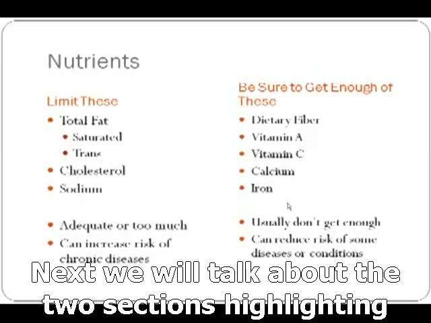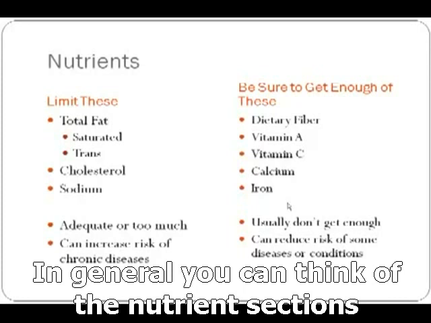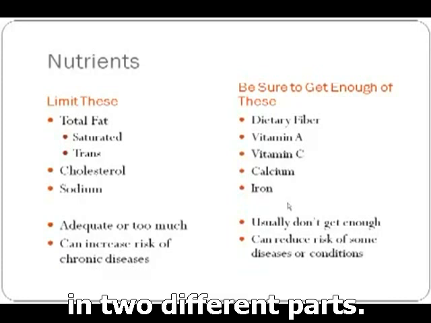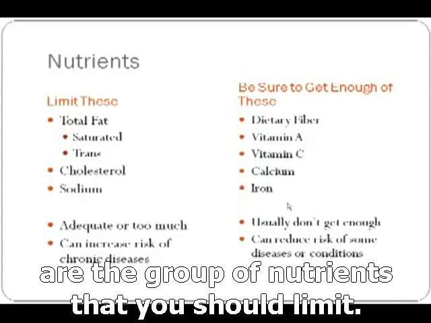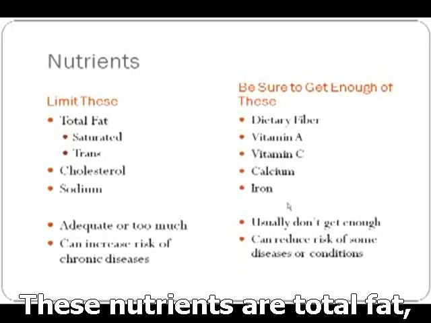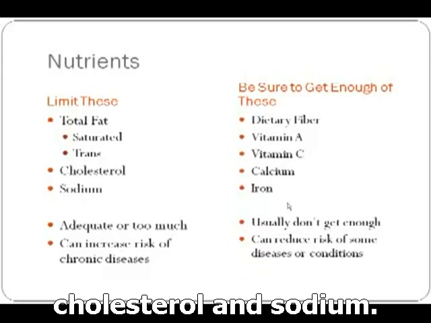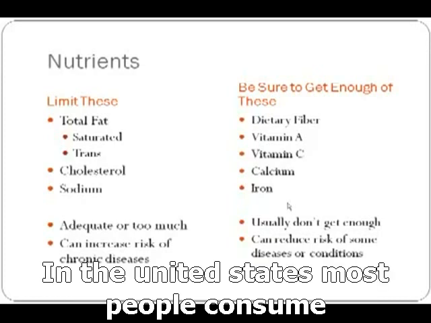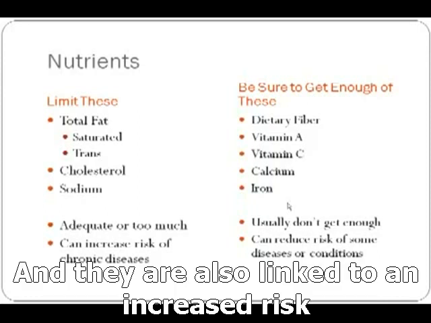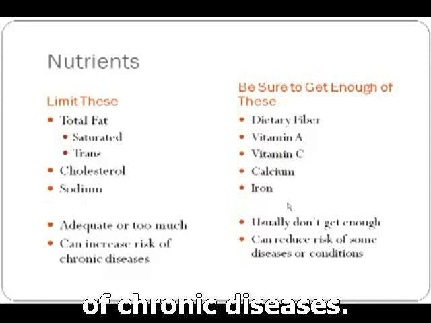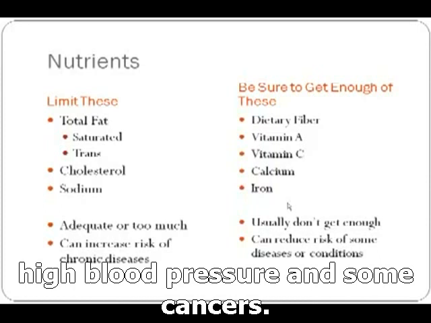Next, we will talk about the two sections highlighting the information about nutrients on the food label. In general, you can think of the nutrient sections in two different parts. The first part, which is highlighted in our example in yellow on the next slide, are the group of nutrients that you should limit. These nutrients are total fat, which includes saturated fat and trans fat, cholesterol, and sodium. In the United States, most people consume adequate amounts or too much of these nutrients, and they are also linked to an increased risk of chronic diseases.